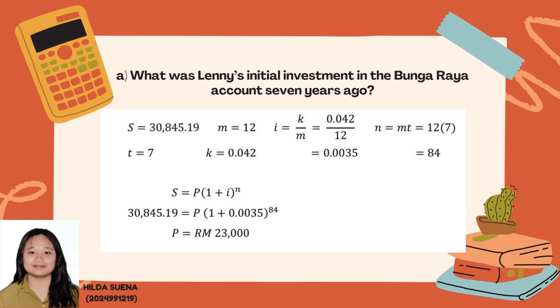Okay, now we're going to substitute the value into the formula. So, 30,845.19 equals P multiplied by (1 + 0.0035) to the power of 84. So we're going to calculate it using a calculator. So the answer for value P is 23,000 ringgit.